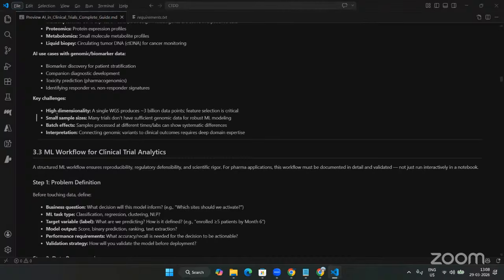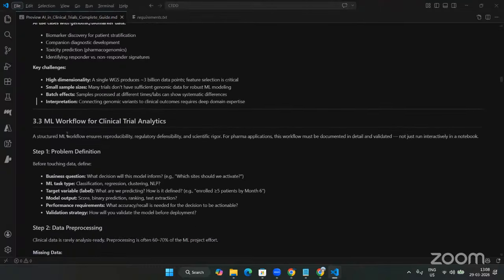The key challenges are high dimensionality. A single WGS produces 3 billion data points, and feature selection is critical. Small sample size: many trials don't have sufficient genomic data for robust ML modeling. Then batch effects: samples processed at different times or labs can show systematic differences. Interpretation: connecting genomic variants to clinical outcomes requires deep domain expertise. These are the challenges. Okay.